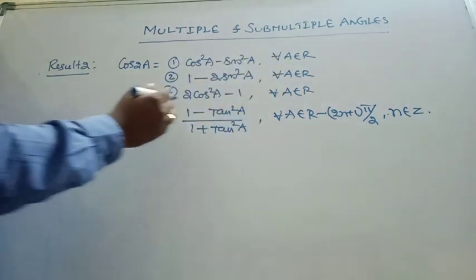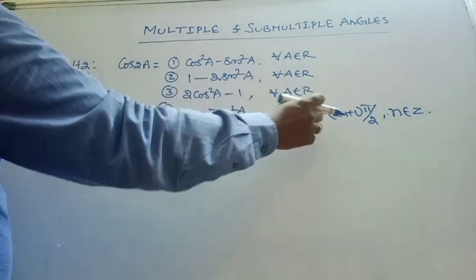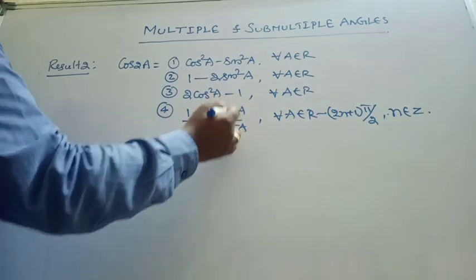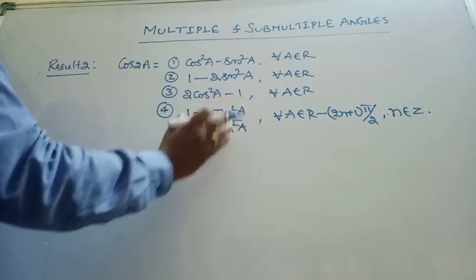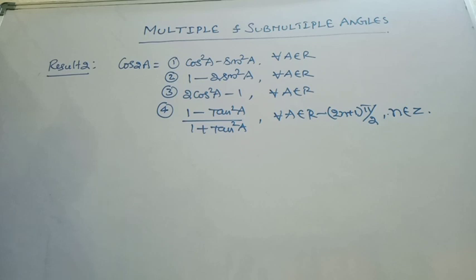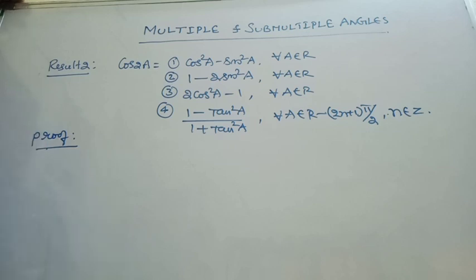Number 4, 1 minus tan square a by 1 plus tan square a, for all a belongs to R minus of (2n plus 1) pi by 2. Because if you take any odd multiple of 90 degrees for a here, then it becomes undefined, and you will not get anything. That's why these 4 formulas we are now going to prove. You see how beautifully we are going to get it.